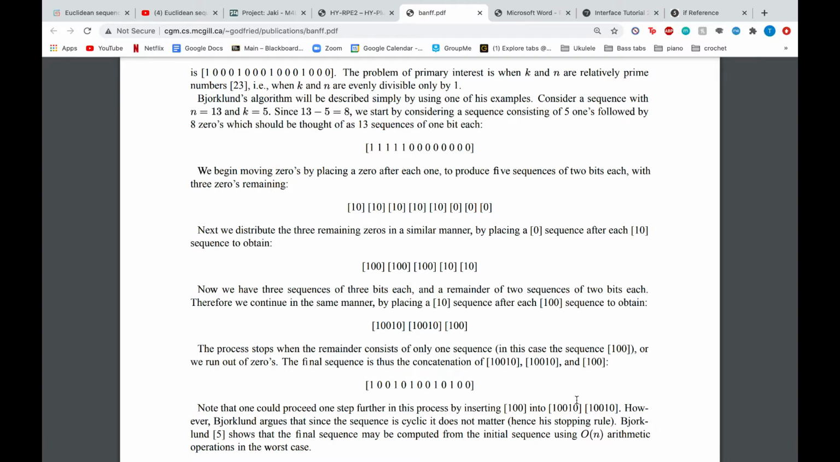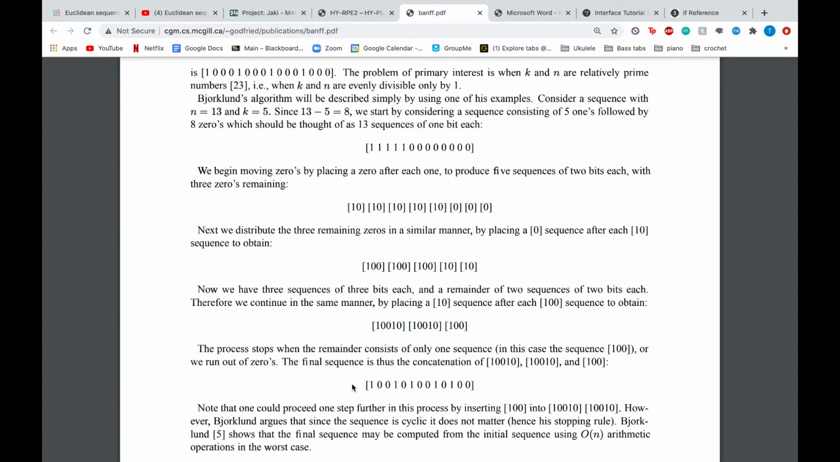So in order to solve this problem of evenly spacing these events, he comes up with this algorithm. And it's based on the Euclidean algorithm, which Euclid came up with in order to find the greatest common divisor of two numbers. So he uses this algorithm, and at the bottom here we can see that he generates this sequence of 1s and 0s where the 1s are as evenly spaced out as possible over these 13 slots.